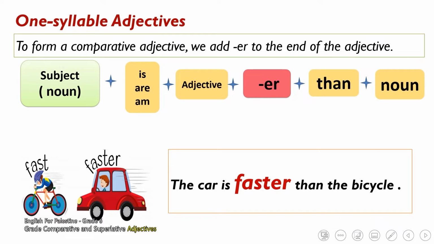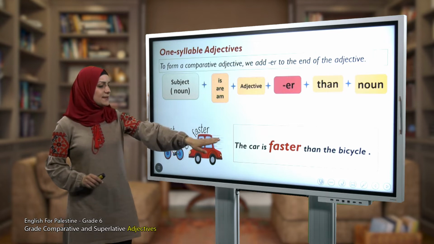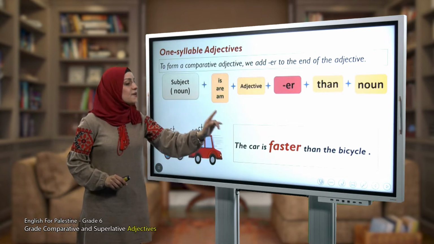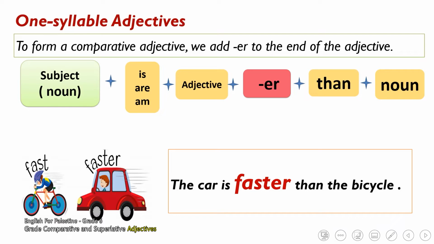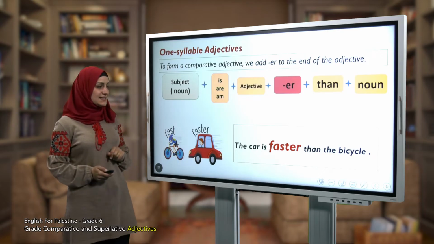The car is faster than the bicycle. Notice that the car is the subject. We have is faster than the bicycle, as you can see in the picture.